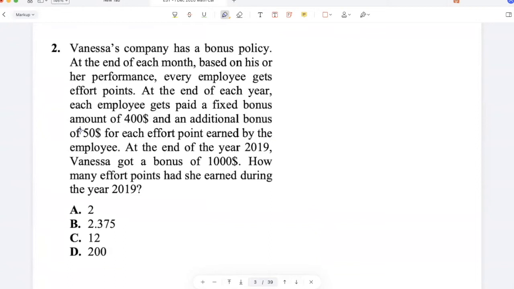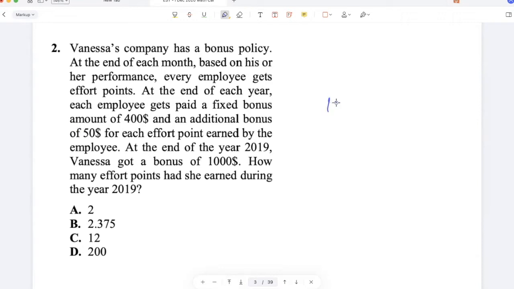Vanessa's company has a bonus policy at the end of each month based on his or her performance. Every employee gets effort points. At the end of each year, each employee gets paid a fixed bonus of $400 and an additional bonus of $50 for each effort point earned by the employee. At the end of the year 2019, Vanessa got a bonus of $1,000. How many effort points had she earned during this year?